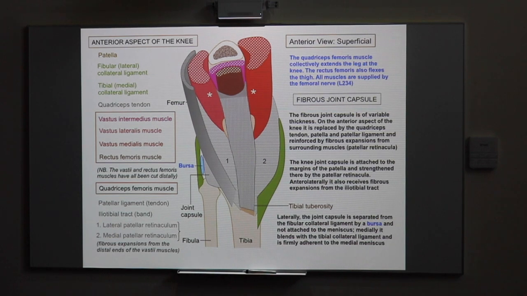Bursa, why? If it's not bursitis, then what's the need? How does synovial fluid reach here? See now, how does synovial fluid reach here? That's my question. The suprapatellar bursa, its synovial membrane is continuous with the synovial membrane of the joint.